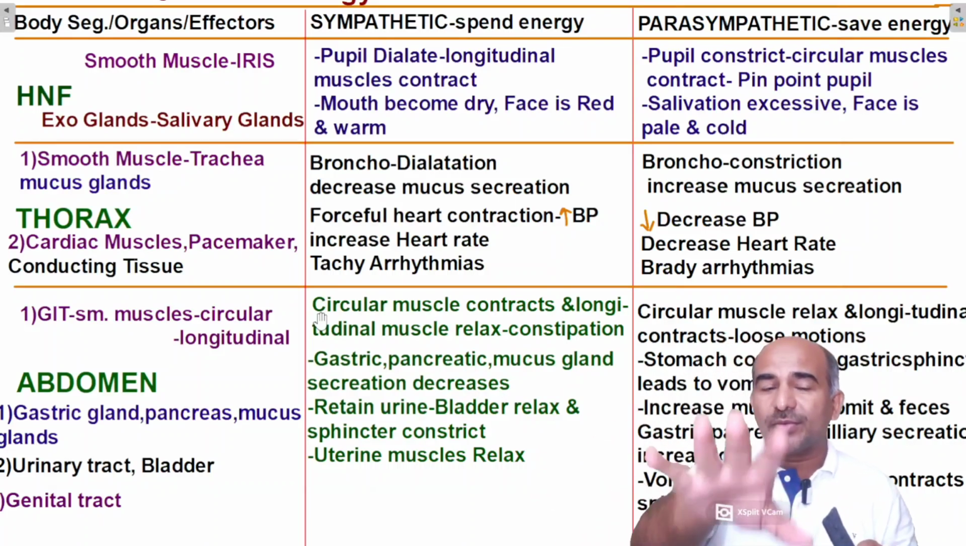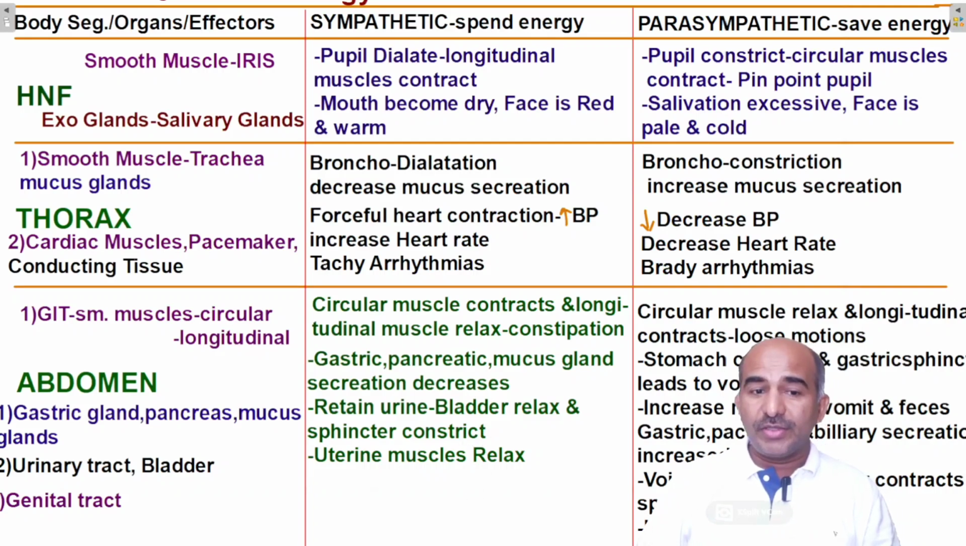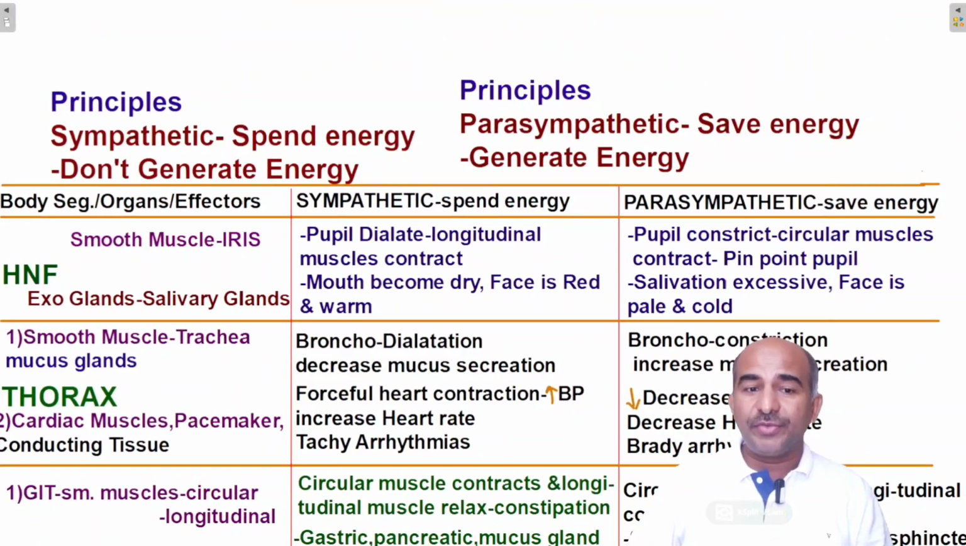Now from right top to bottom in this chart, you can see all actions. But these actions you will remember only if you understand the principles which I have written here, sympathetic and parasympathetic. Got the point?